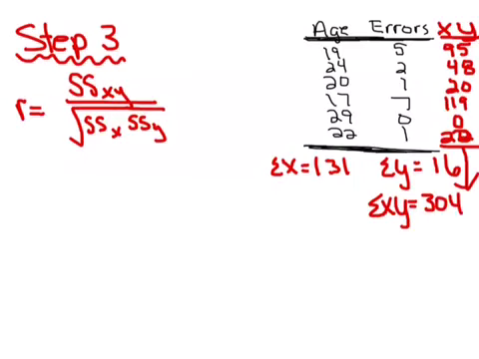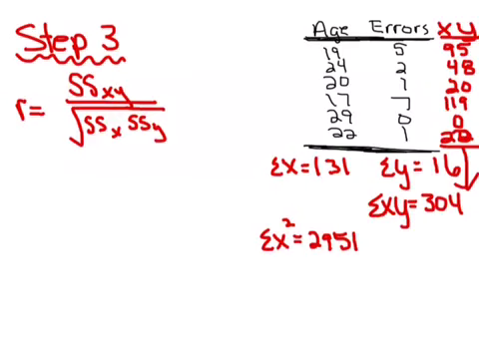Now remember, we're going to need our sums of squares for x and our sums of squares for y. So we're going to need our sum of x squareds for each of these variables too. So when calculating, 19 squared plus 24 squared plus 20 squared plus 17 squared plus 29 squared plus 22 squared is going to give us our sum of x squared. And I got 2,951.